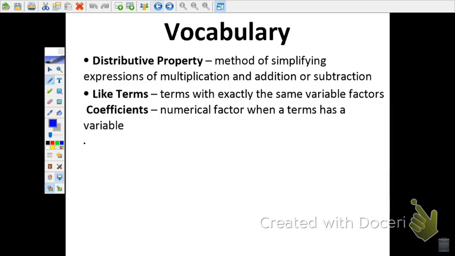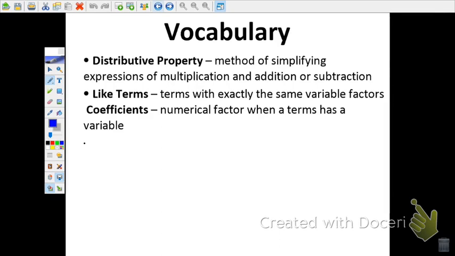So the distributive property is a method of simplifying expressions of multiplication along with addition or subtraction. Again, this should be a review topic. We're going to look at some examples here shortly. When we use the distributive property, we also can combine like terms when possible.